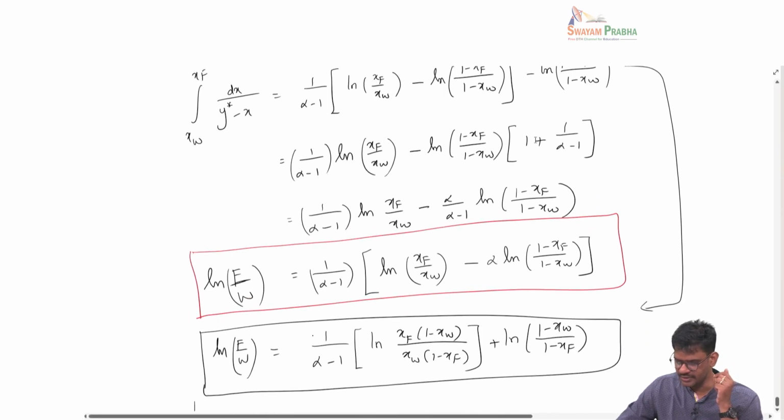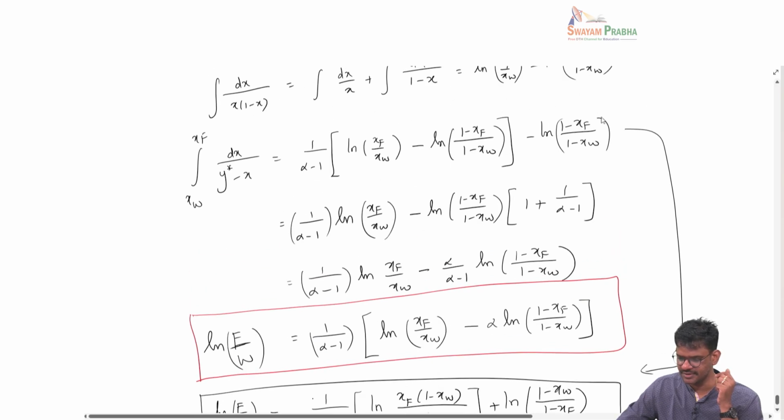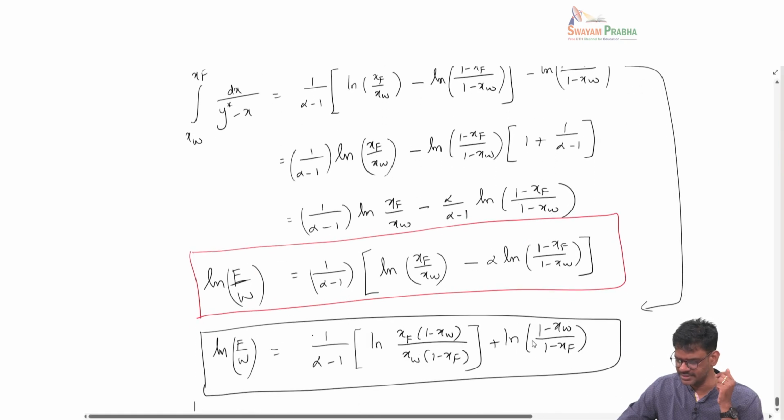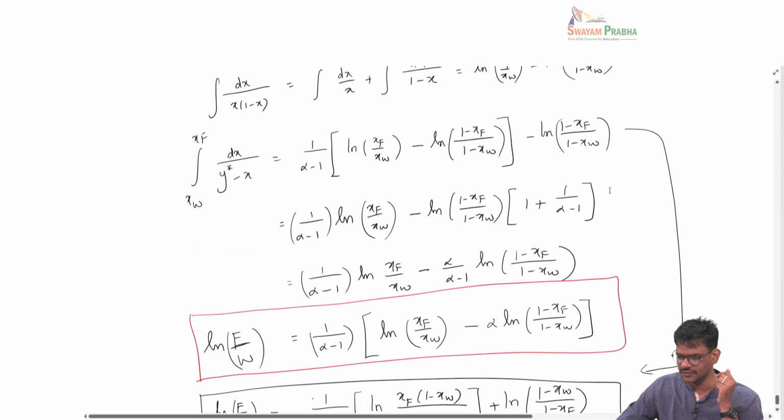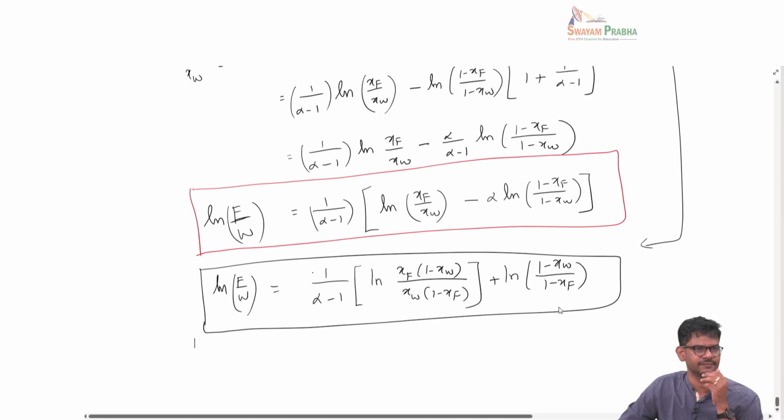The way I am writing this one is, from here I am combining these two terms, then I get this. Here there is a minus sign, I am inverting it, so I get plus ln of the inverse of this, which is 1 minus xW by 1 minus xF. So both forms are equivalent. So this is all about batch distillation or differential distillation.